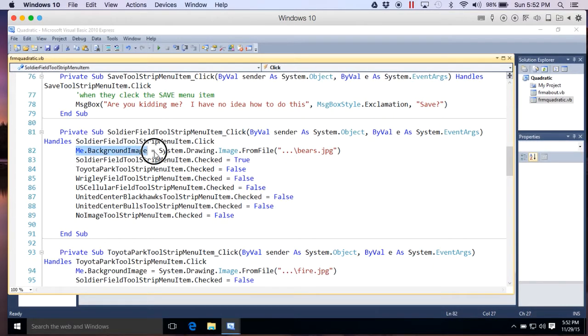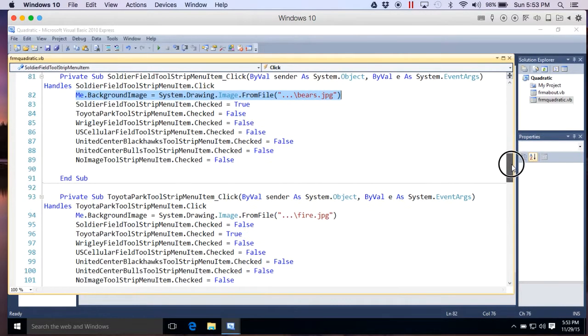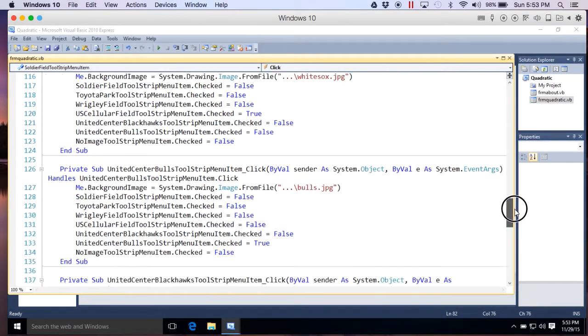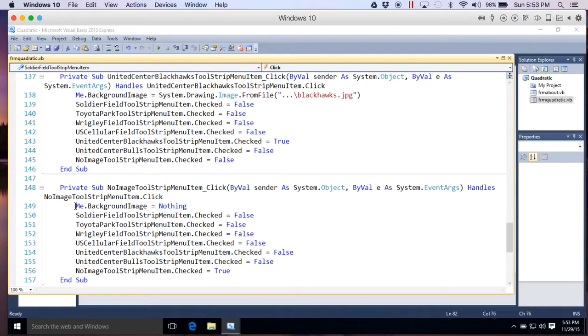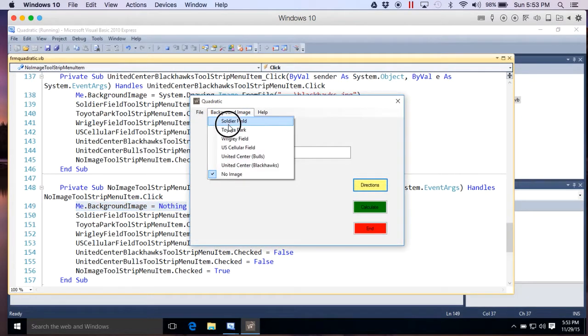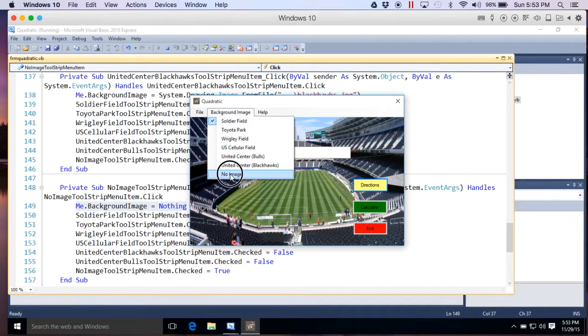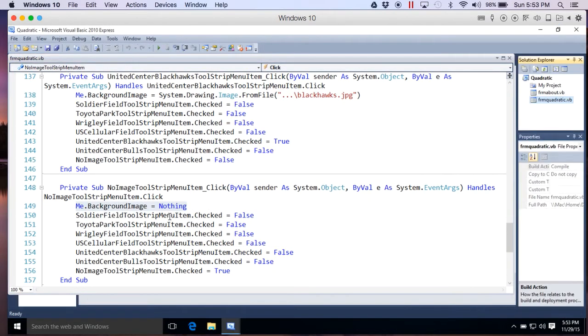And if you didn't do it in hello, this is the line. This is the coding to load a picture from your bin file. So I have soldier field. I have all the stadium pictures in my bin file. If you don't know how to do that, ask. We've done that before. But something that was taught to me, how do you put nothing as an image? Right here, me.background image equals nothing. So when I run this and I pick soldier field and I want nothing, nothing gets loaded. That's what that line does.